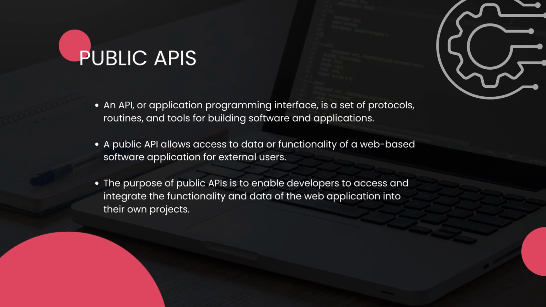Next is an introduction to public APIs. An API, or application programming interface, is a set of protocols, routines, and tools for building software and applications. A public API allows access to data and functionality of web-based software applications for external users. The purpose of public APIs is to enable developers to access and integrate the functionality and data of the web application into their own projects.